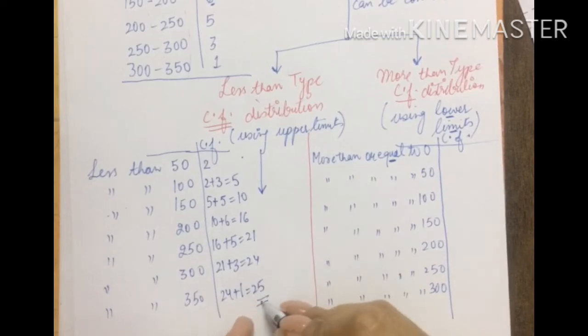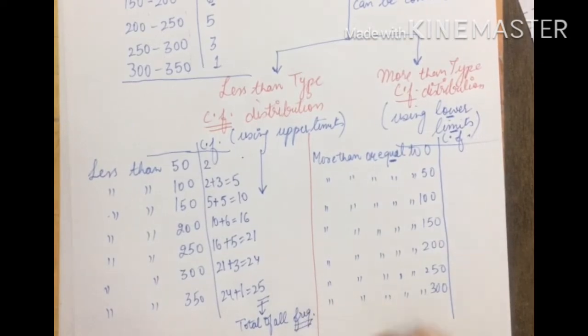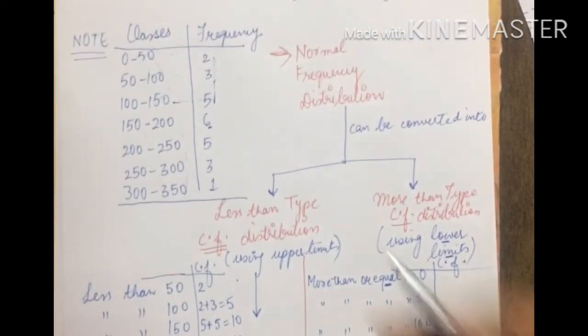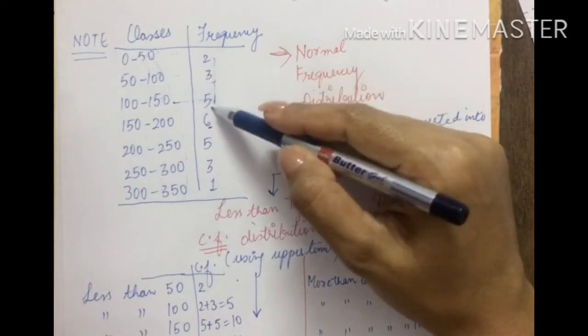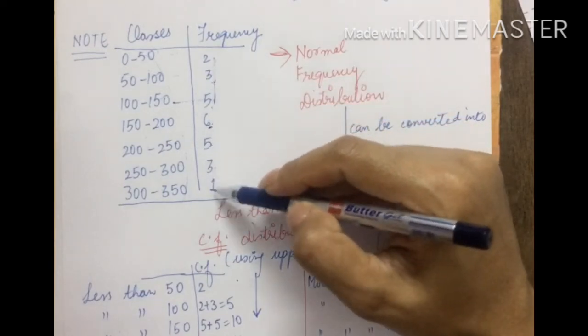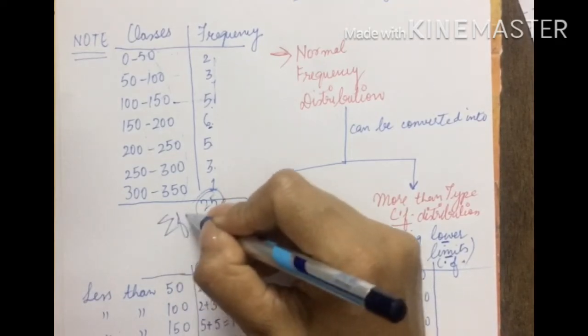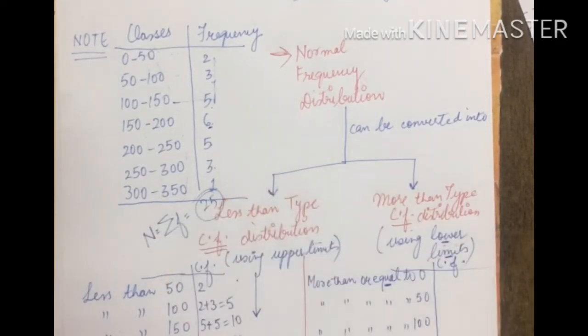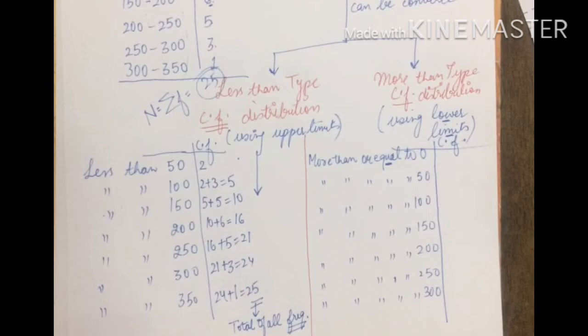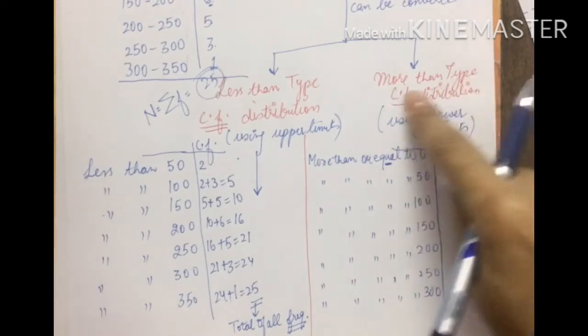Now we need to check that this is the total of all frequencies. So let's check whether the total is 25 or not. From here, 5, 10, 16, 21, 24 and 25. Yes. So summation F or capital N is 25. From here we have the same total. So this is fine.